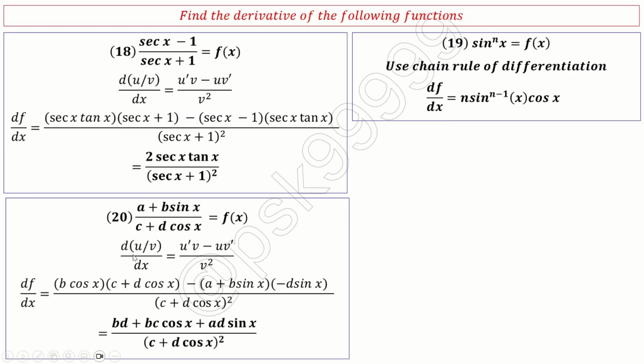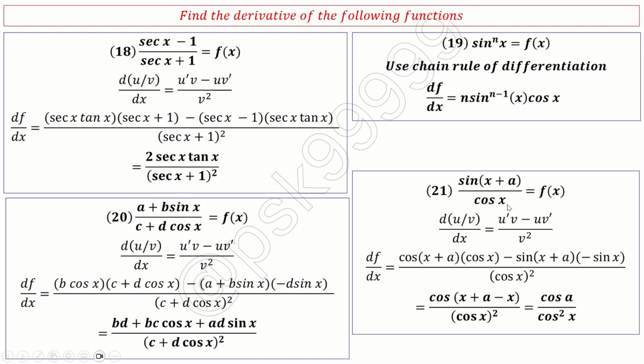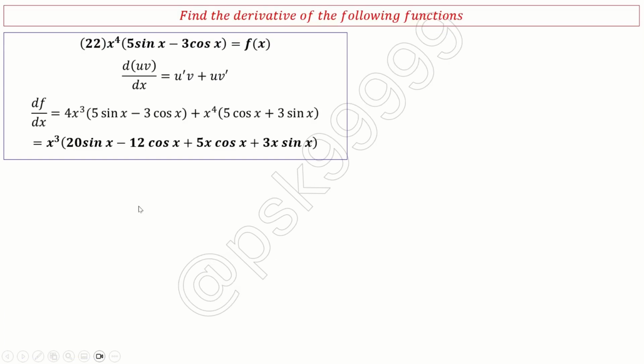Similarly, you will do like u by v. Okay, same as before. Here it is same actually. You will apply differentiation of uv rule. Only thing is, x power 4 is one term and 5 sin x minus 3 cos x is your other term. You can do it directly, because in 5 sin x minus 3 cos x, you can individually differentiate the terms. Easily you will get the value.